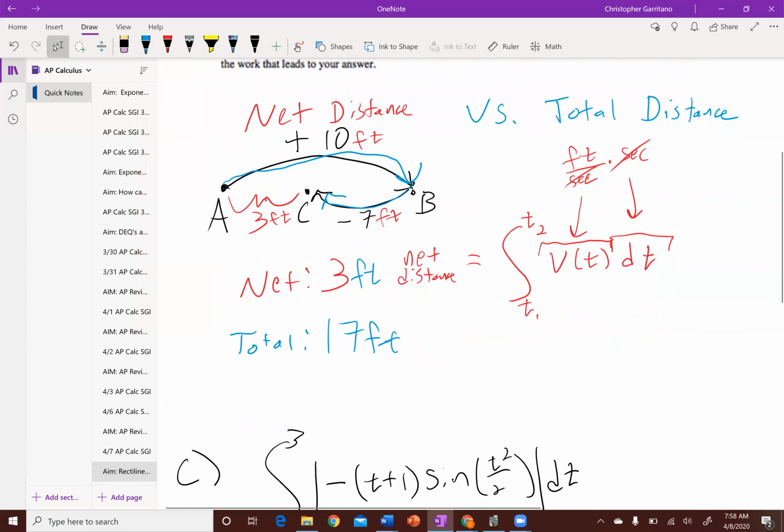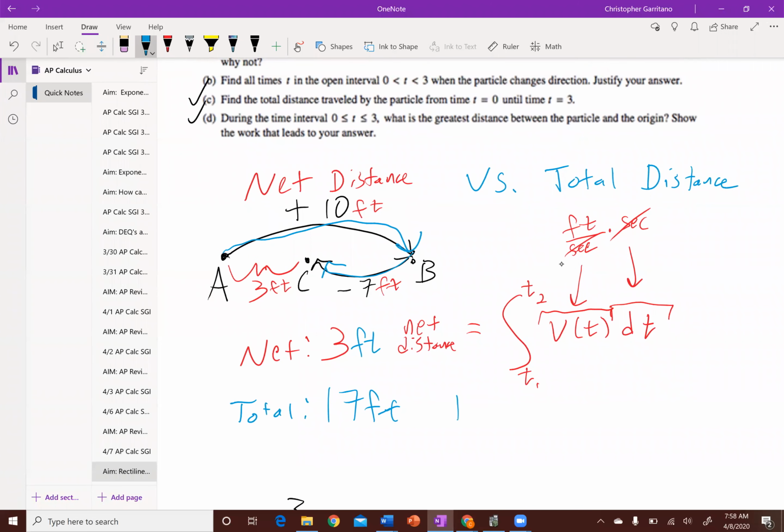Okay, and so the way we express that using calculus is same period of time. So that's going to still be T1 to T2, the integral from T1 to T2. But what are we adding up? Well, we're adding up the distances with respect to time. I should say we're adding up the velocities with respect to time, but we're going to actually ignore the sign.